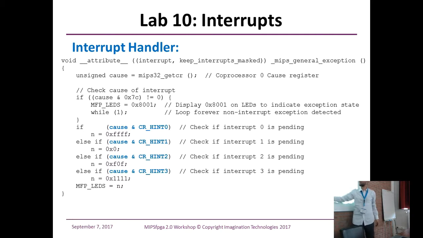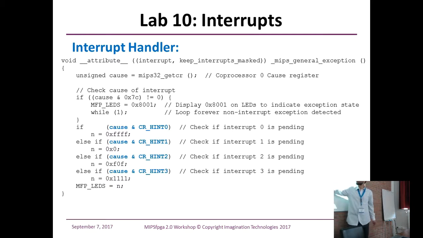The code that we are interested in at the moment: if the cause is hint 0, display FFFF on n. Store FFFF in the variable n. We'll see what happens to n later. If the cause register AND hint 1, so it ANDs a defined value for interrupt 1, the bit mask, with the cause register. If this is true, it stores 0 in n. Basically, n is later looped and mapped onto the LEDs. So that's what we do. The variable n, we should have just named it LEDs.